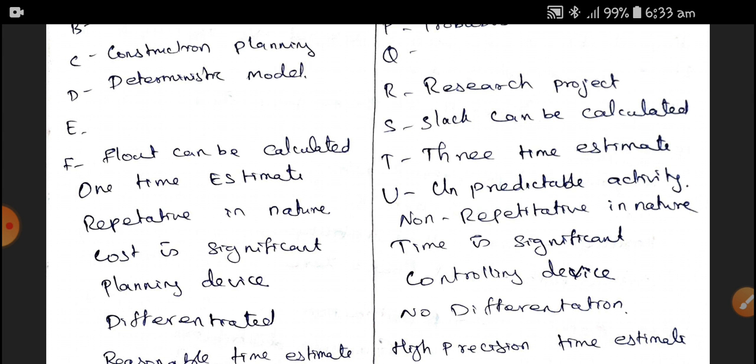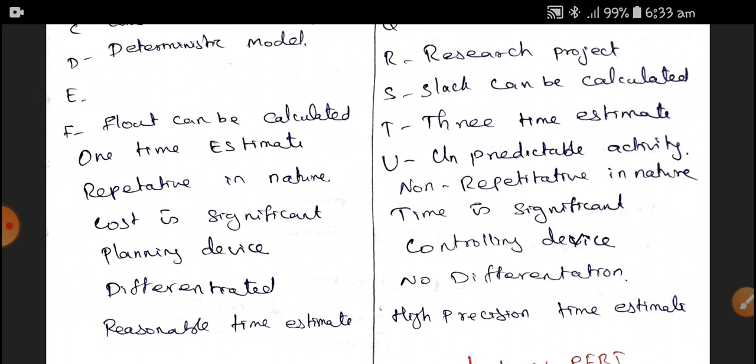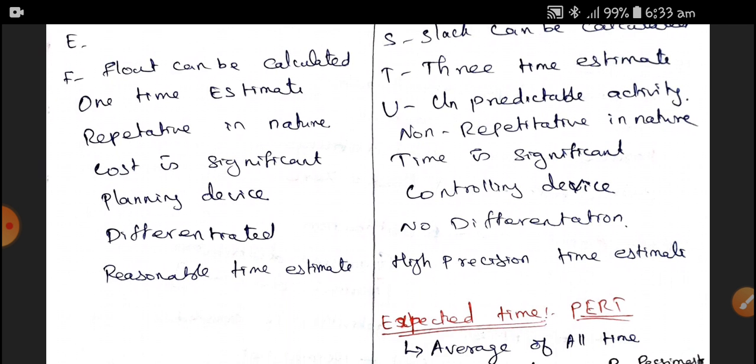In CPM, there is a differentiation. In PERT, there is no differentiation. And CPM is a reasonable time estimate, but PERT is a high precision time estimate.